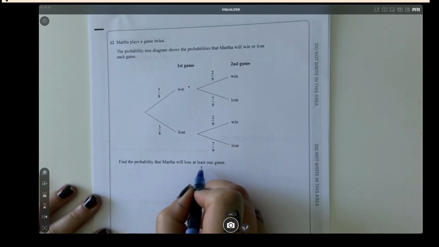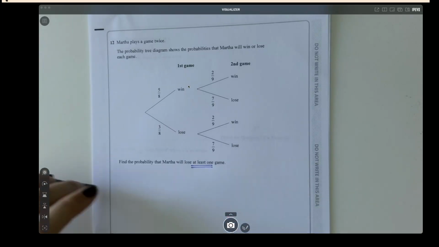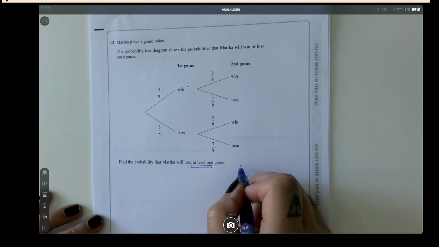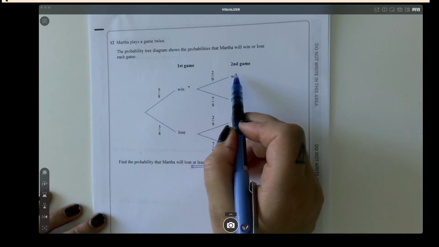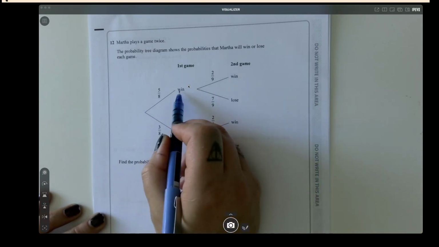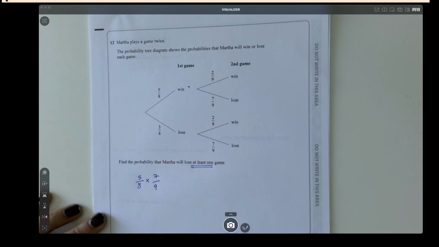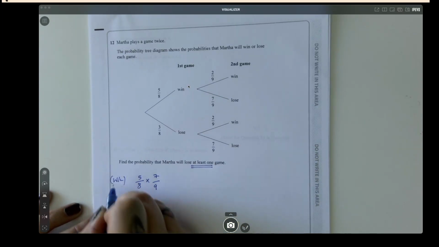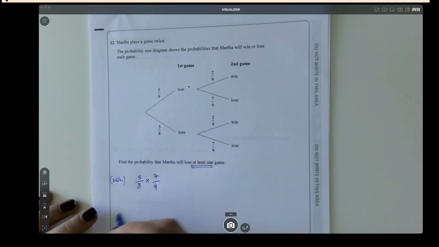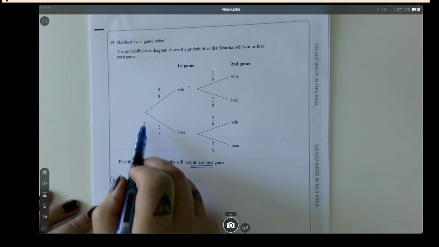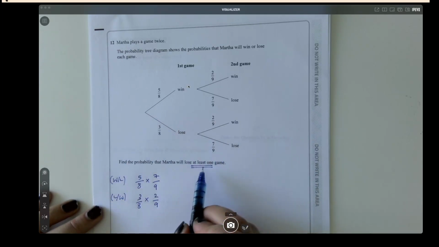Find the probability that Martha will lose at least one game. So by losing at least one game, we're not interested in win-win because they haven't lost anyway, but we can win the first game, lose the second game. So this is win-lose. And then we could lose the first, win the second. That's 3/8 multiplied by 2/9. Or we could lose the first and lose the second because it says at least one game, not just one game. So if we lost both games, it would be 3/8 multiplied by 7/9.